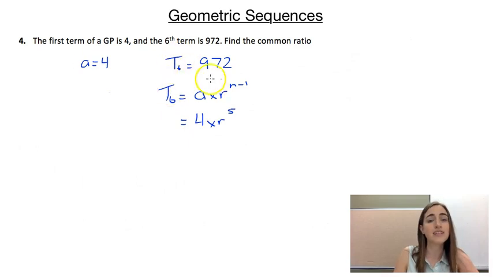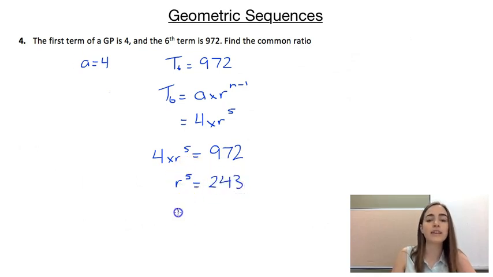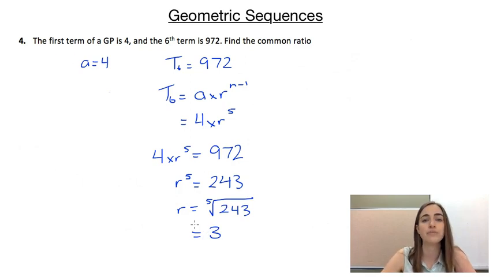So if the sixth term is 972, and it also has to come from this formula, that means that 4 times R to the power of 5 has to be equal to 972. If I divide both sides by 4, I'd end up with R to the power of 5 is equal to 243. And then if we want to get that R on its own, we're going to take the fifth root of 243, which is going to give me a common ratio of 3. So that's an introduction to geometric sequences.